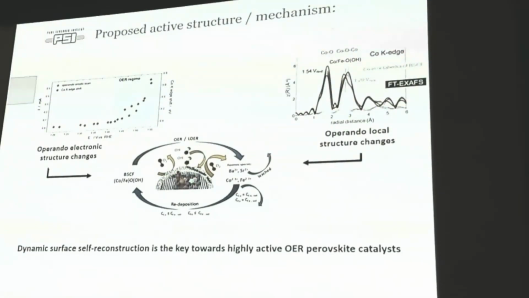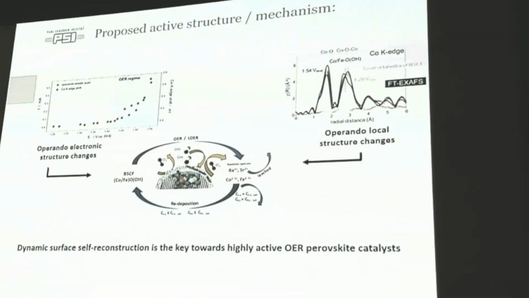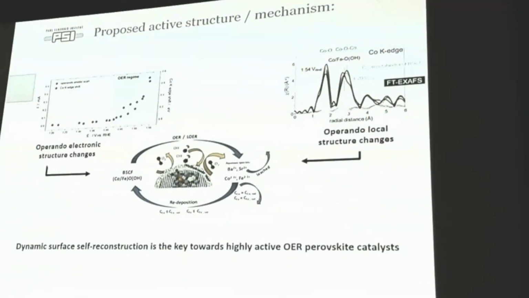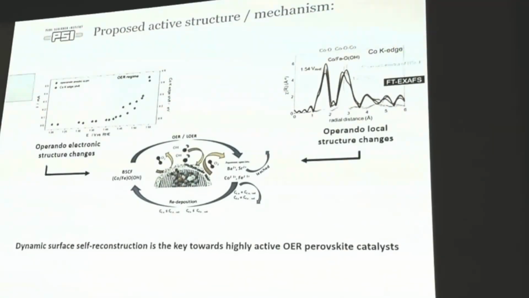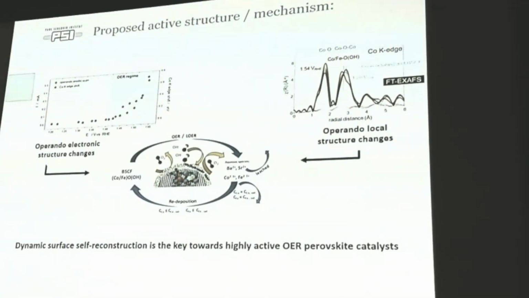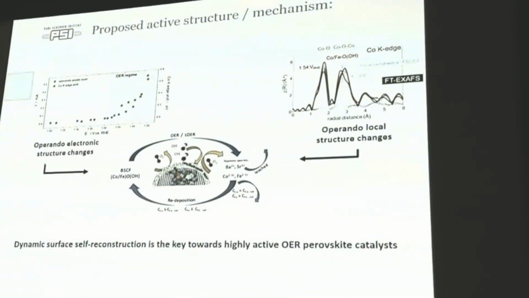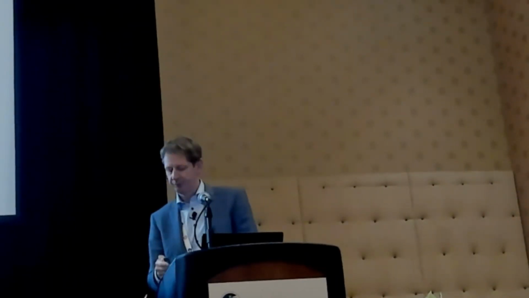So this is basically our proposed mechanism. Since we proposed it, many other studies came out to show basically the same thing. So our perovskite is more or less a precursor for our active phase. Under conditions where we evolve oxygen, we also have this lattice oxygen evolution, which leads to a partial dissolution of your elements. And due to surface-induced precipitation, you form this very highly dynamic cobalt iron oxyhydroxide.